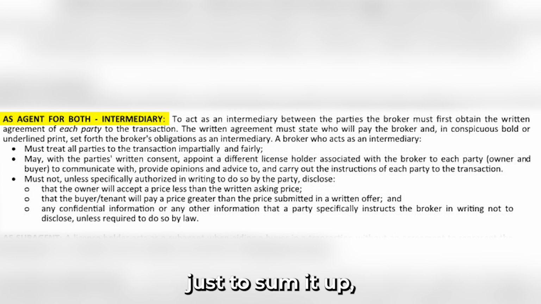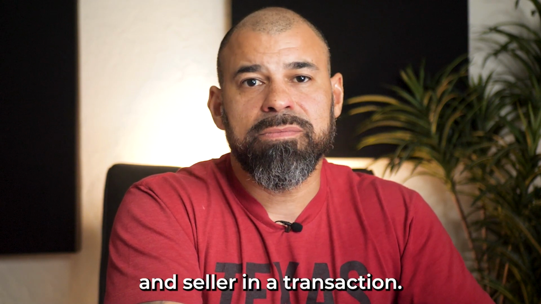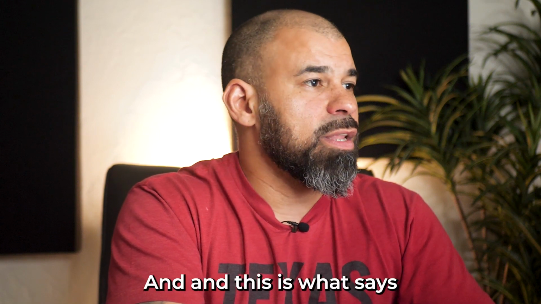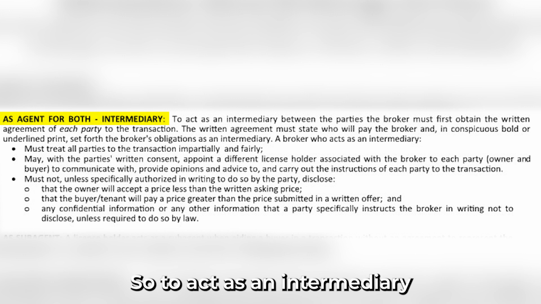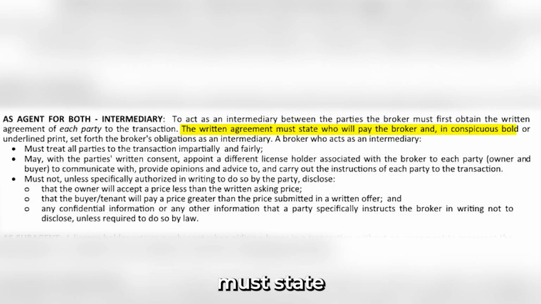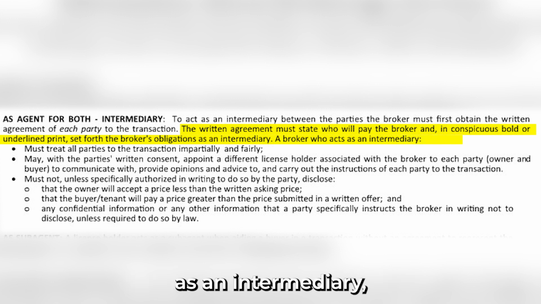And then we have intermediary. So intermediary, just to sum it up, if you're not aware, is when one brokerage is working with both buyer and seller in a transaction, right? So there are some rules and some ways to do this, and this is what it says. To act as an intermediary between the parties, the broker has to first get the agreement of both of the parties. So buyer and seller have to agree to enter into this intermediary relationship. They've got to do it in writing, and the written agreement must state who will pay the broker, and in conspicuous, bold, or underlined print set forth the broker's obligations as an intermediary, which that form does.